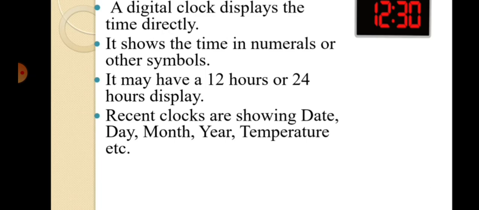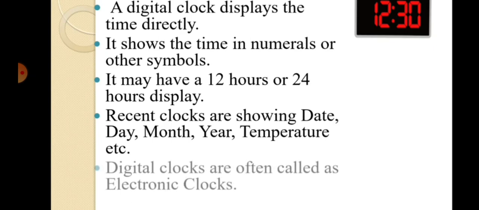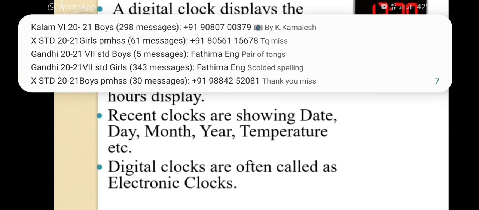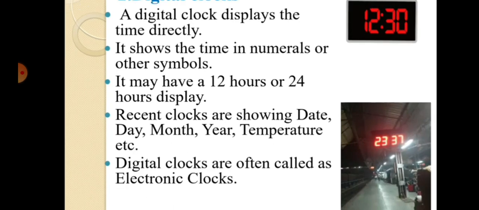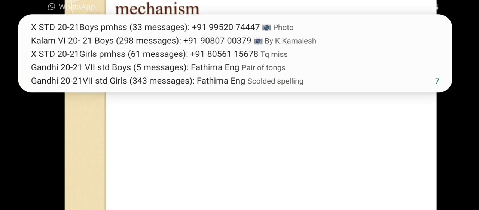Recent clocks are showing date, day, month, year, temperature, etc. Digital clocks are otherwise called electronic clocks. Now based upon the mechanism, we are going to see the other two types of clocks.